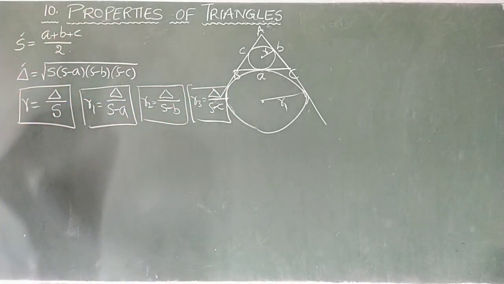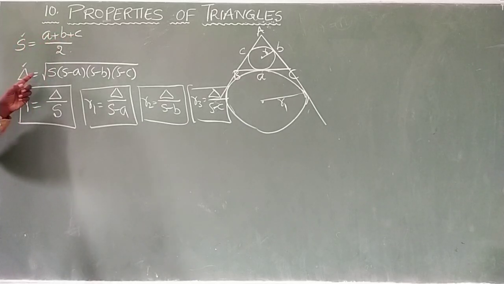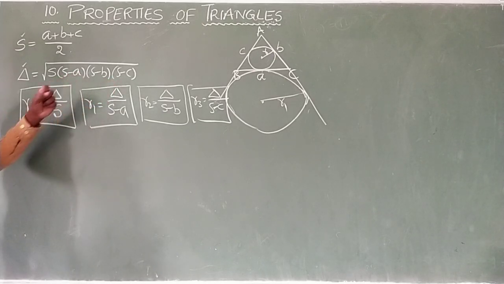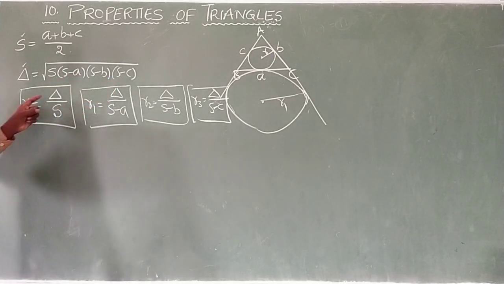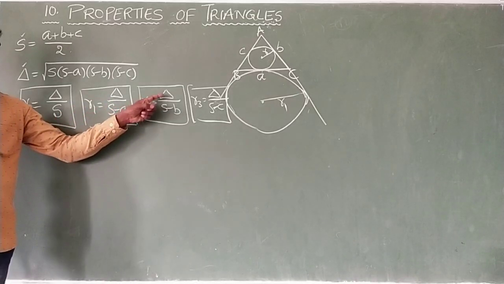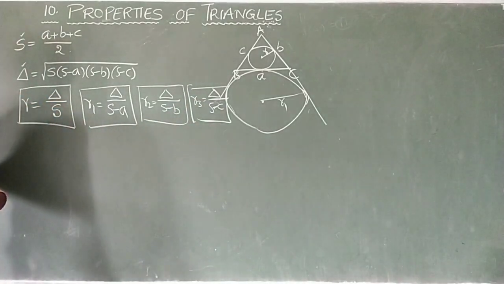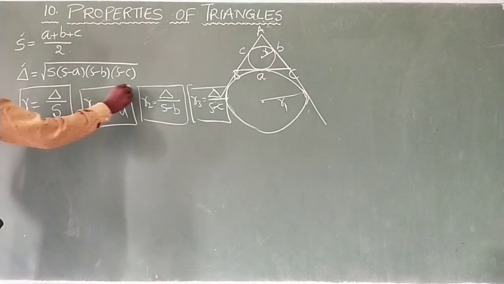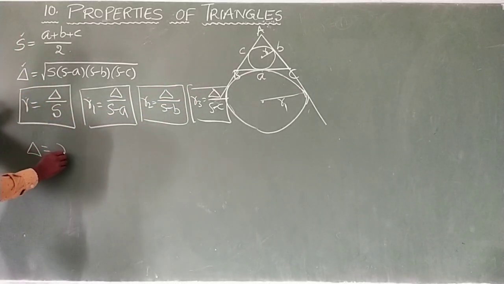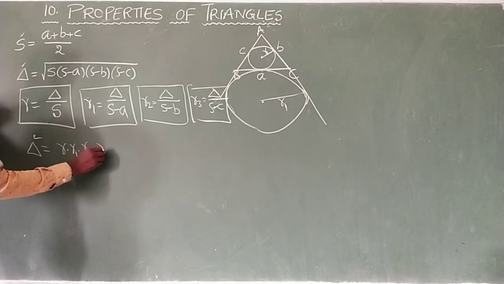So note these formulas. Small s equals a plus b plus c by 2. Delta equals root of s into s minus a into s minus b into s minus c. Small r equals delta by s. r1 equals delta by s minus a. r2 equals delta by s minus b. r3 equals delta by s minus c. Now, based on r1, r2, r3, we can write the area of the triangle formula also. That is delta square equals r into r1 into r2 into r3.